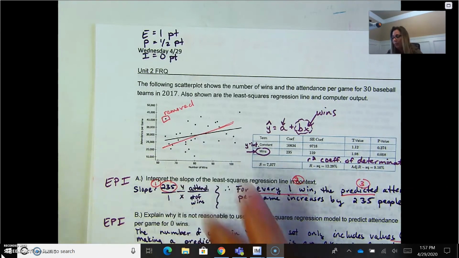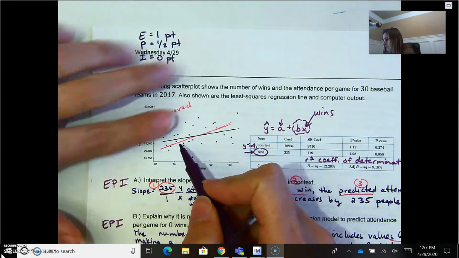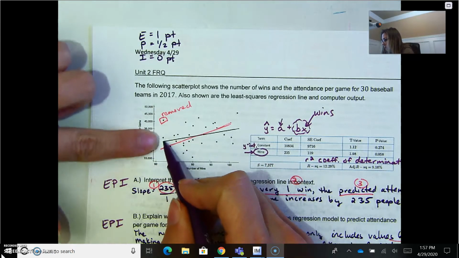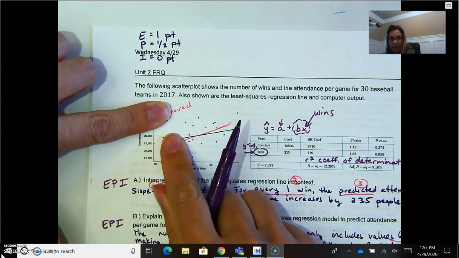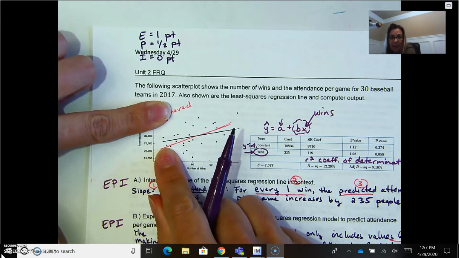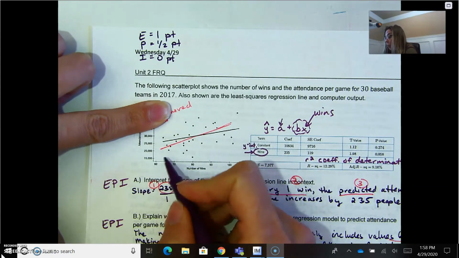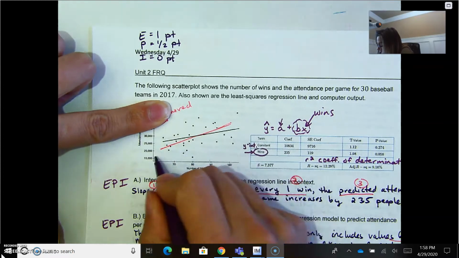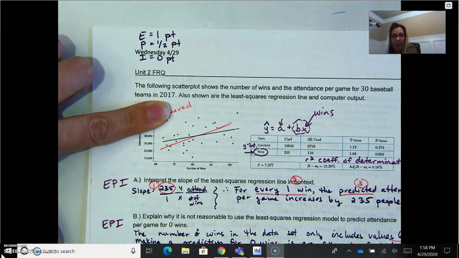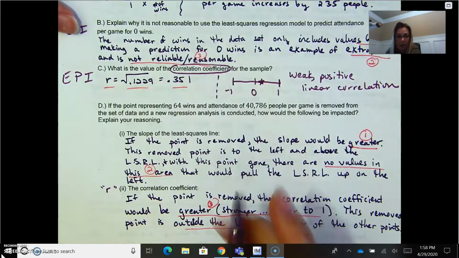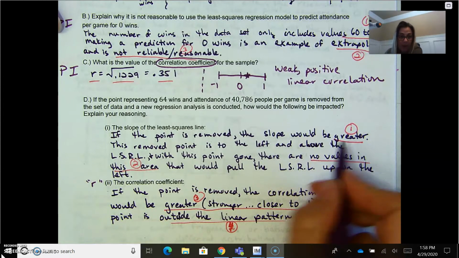So if we get rid of this point, I did my best just to eyeball it. If there's no point up here, then this black line doesn't have to be pulled up that far. With that point gone, there's nothing pulling it in that direction. So it's going to flatten down here a little bit more. Redrawing it in, I'm not saying this is what it would be. This is just my estimate looking at the pattern. Looks like my slope is now steeper. That slope is getting steeper. So to answer this first question, if the point is removed, the slope would be greater or steeper.